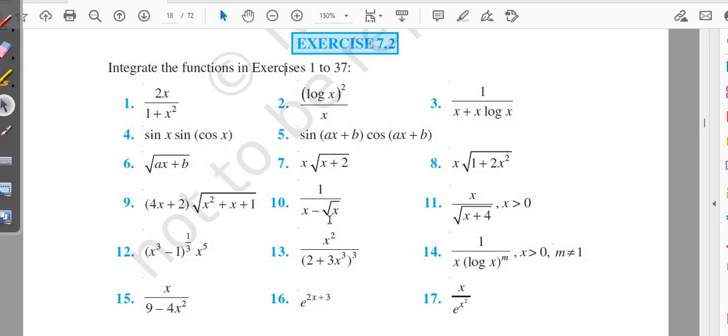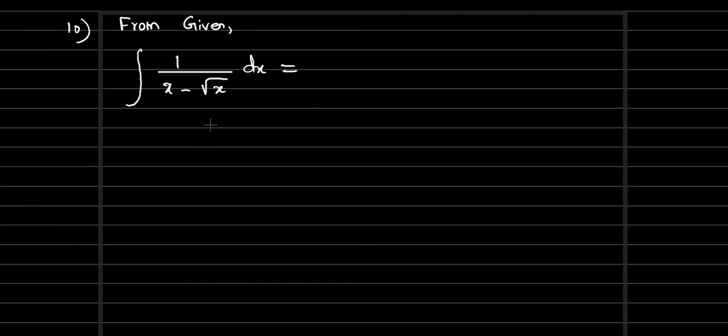Okay, 10th, what is given? 1 by x minus root x. From the given, integral 1 by x minus root x dx. Is that in a standard form? The given function, is that in a standard form? Of course not. So we need to do some simplification.